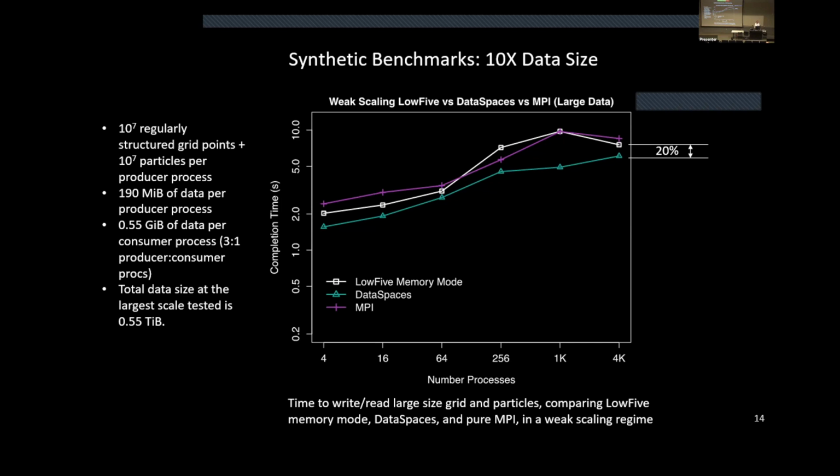And now we include in green a DataSpaces test, and DataSpaces is a little bit faster than we are, about 20% at scale. And that's okay for us. Couple of things. One is DataSpaces uses a third staging area that we don't. So it uses more resources than we do, right? It has a dedicated area where it stages data. It does that asynchronously, whereas we are fairly synchronous.